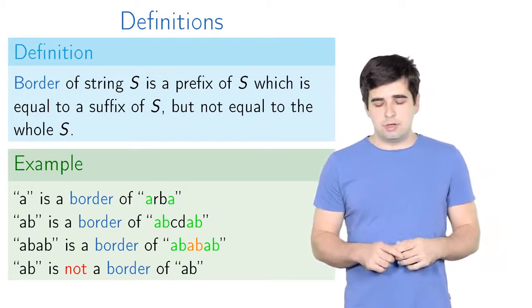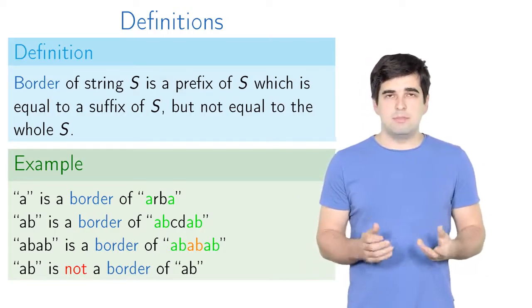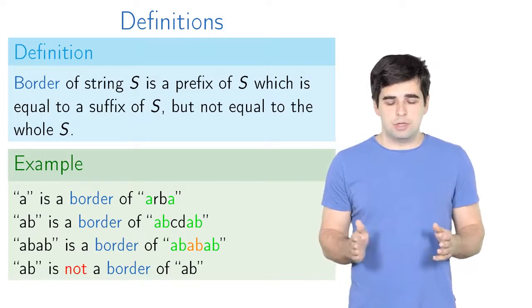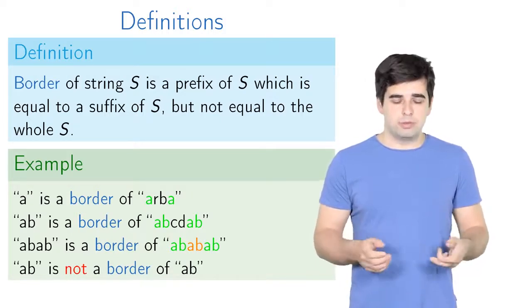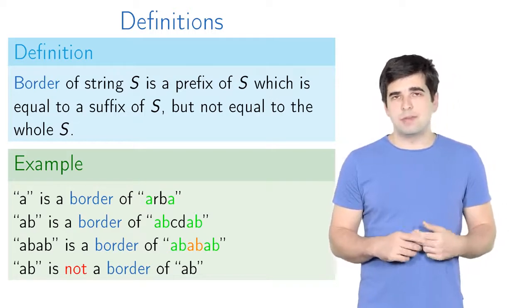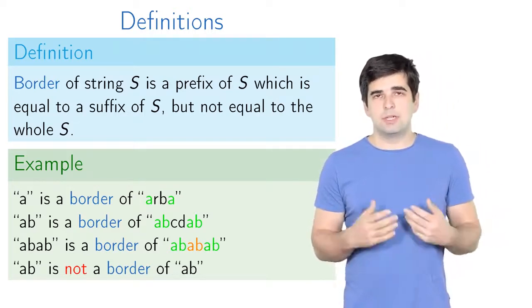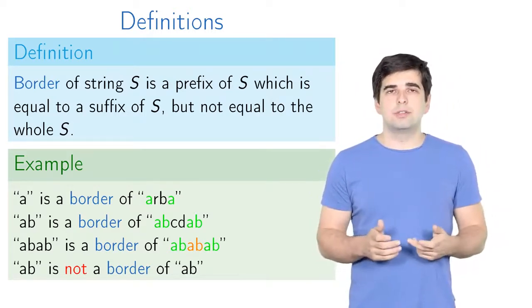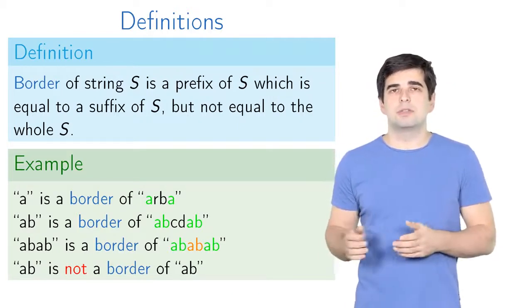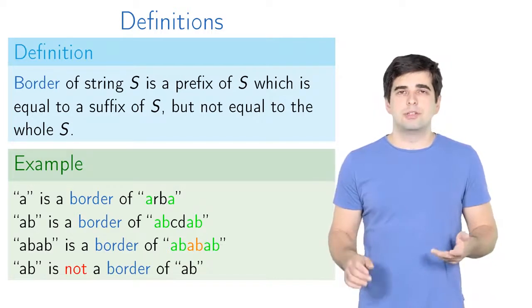Actually, we notice that not just AB is a border, but also a longer string of length 4, which is ABAB, is also a border. However, the string AB is not a border of the same string AB because we require that the border doesn't coincide with the whole string. We need only those prefixes and suffixes which are shorter than the initial string.